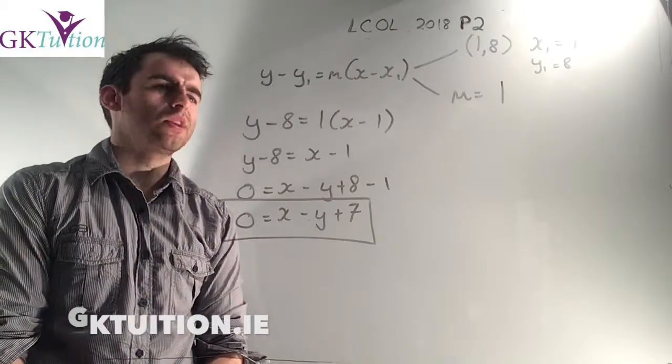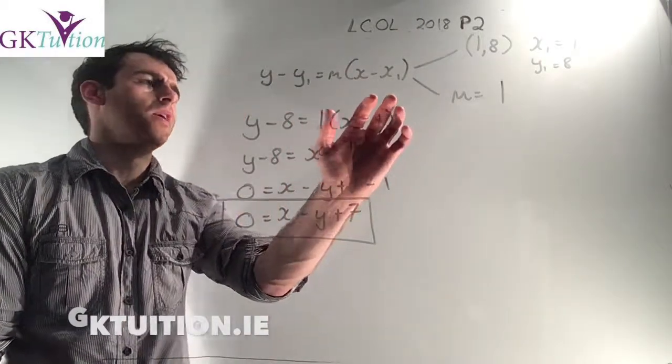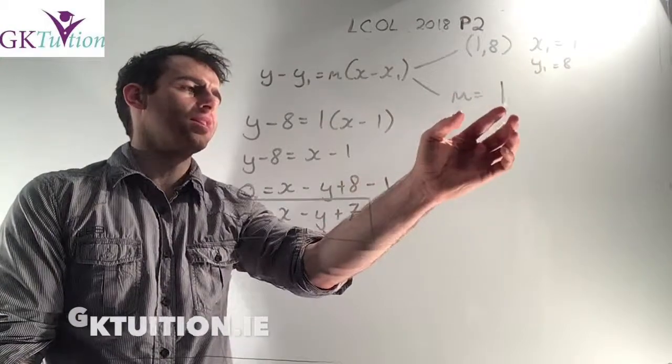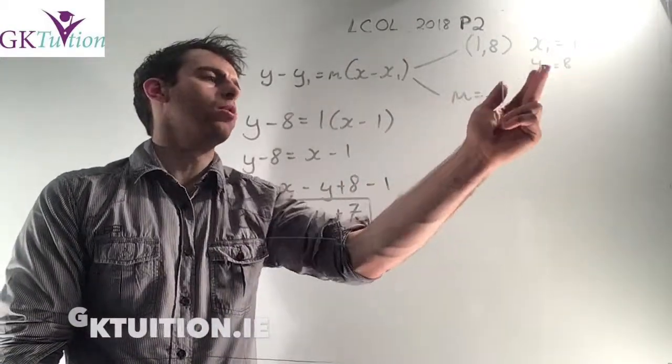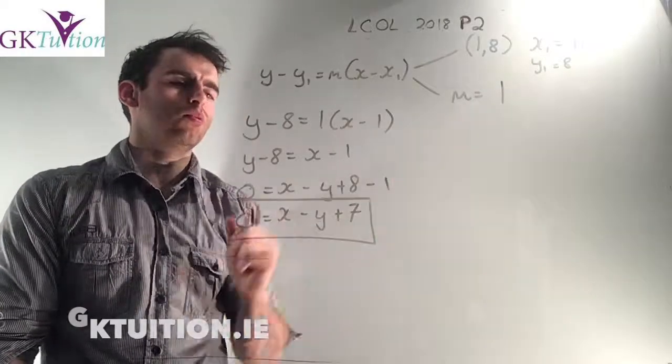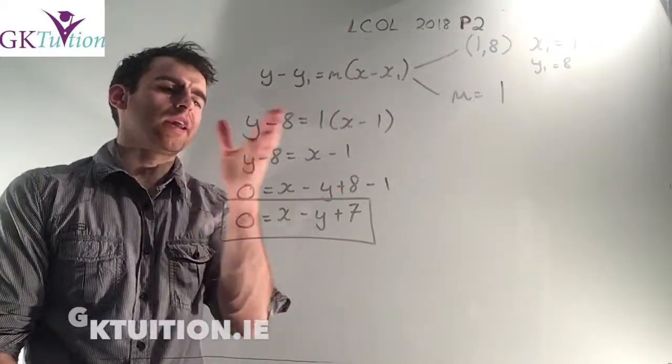So once I've deduced that, I'm just subbing into my formula. I know it goes through the point 1, 8 and the slope of it is 1, which means I can find the equation of the line. My x1 will be 1, my y1 will be 8, and my m will be 1. If I just sub in, I get this line.